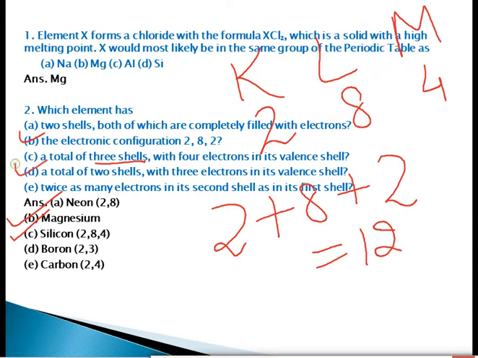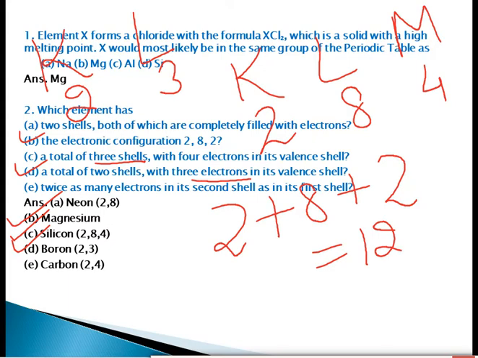Now question number D. A total of 2 shells with 3 electrons in the valence shell. One element is there which is having 2 shells. And in the last shell, how many electrons should it have? It should have 3 electrons in the outermost shell. So in K shell, 2 electrons, because in K shell only 2 electrons can be present. 2 plus 3 is 5. Which element is having 5 electrons or 5 atomic number? It's boron: hydrogen, helium, lithium, beryllium, boron. Boron comes in the 5th position, and it is having atomic number 5.